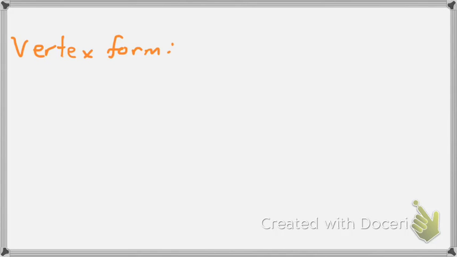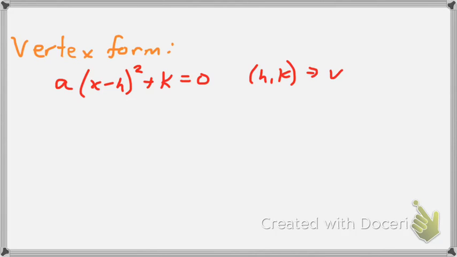Vertex form you've never seen before, but it's no great shakes. It's on the wall over there between the clock and the flag above Bam Bam's head. It's a times the quantity x minus h squared plus k. It says y on the wall, but for our purposes in this chapter, we're going to set it equal to 0. We are going to substitute values in for a, h, and k. H comma k is the vertex, which we just found.